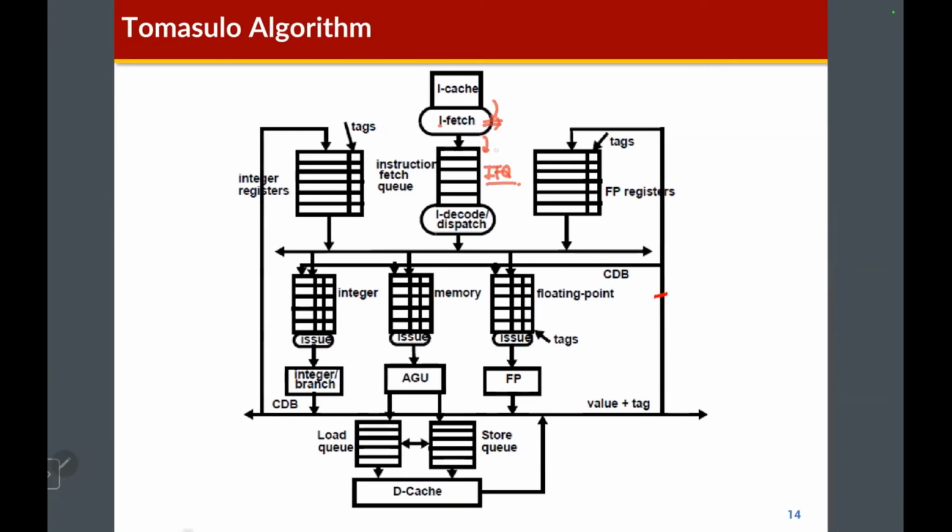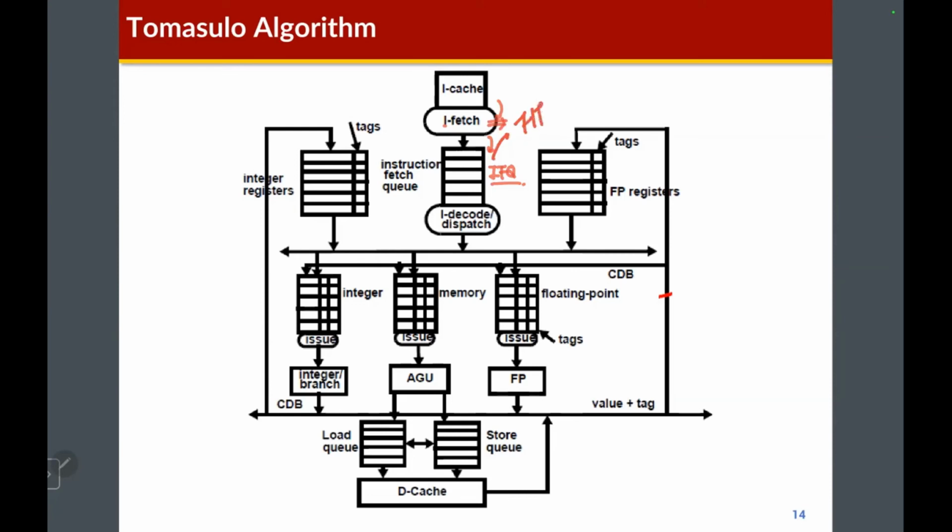I said that this IFQ is a FIFO, first in first out, and the instructions are delivered in order to the instruction decoder here. Then you can find the instruction decoder engine and the instruction dispatch engine here. If the instruction is located at the last part of the instruction fetch queue, this instruction is decoded and then dispatched to the backend part.